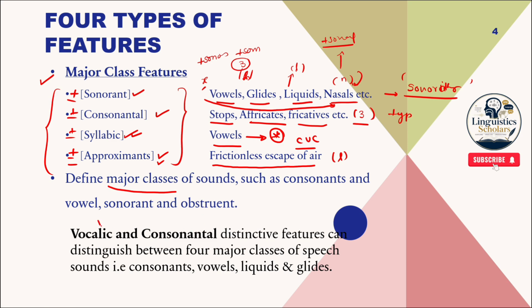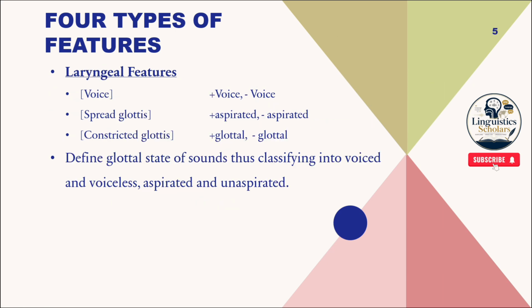As you can see, vocalic and the consonantal distinctive features can be distinguished between the four major classes of speech sounds, that is consonants, vowels, liquids and glides. This is a question that is repeatedly asked in the UGC NET examination. So please remember that vocalic and the consonantal distinctive features can distinguish between four major classes of speech sounds.